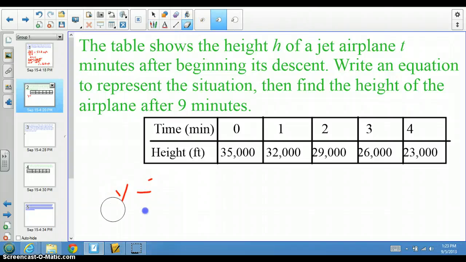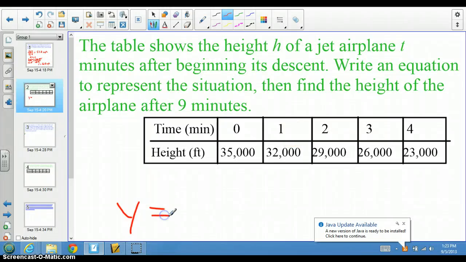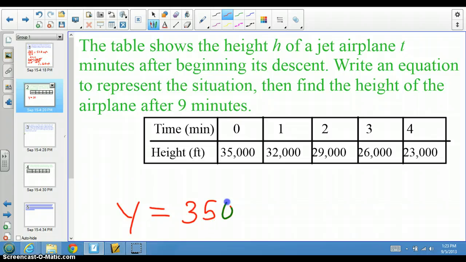And I'm going to move this down a little bit so I have some room here. So y equals, well, look here, we have a starting point. Just like if you go out on a drive or go for a run, you have to have a starting point. Where are you starting at? Here, we're starting at 0 minutes, we're at 35,000 feet. Okay, so that is our starting number.